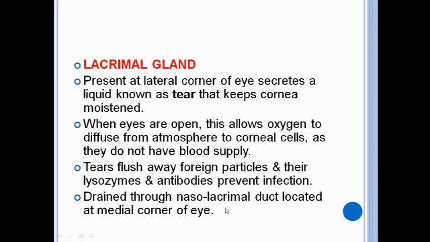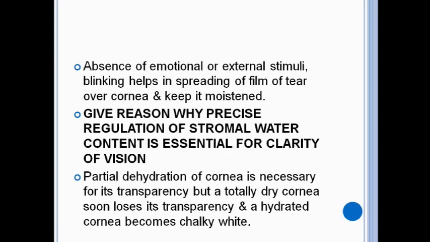The main function is protection, because the cornea does not have any blood supply, and tears contain lysozymes and antibodies. The lacrimal gland is present in the lateral corner of the eye. And the tear is drained through your nasolacrimal duct, which is located in the medial corner of your eye.